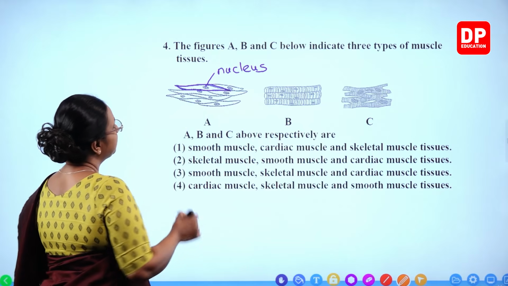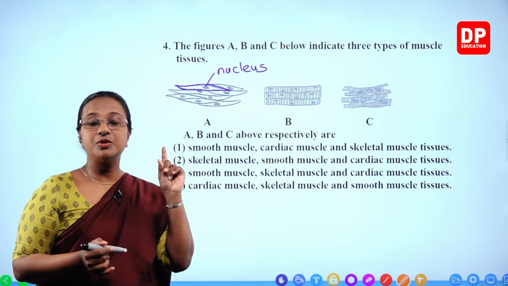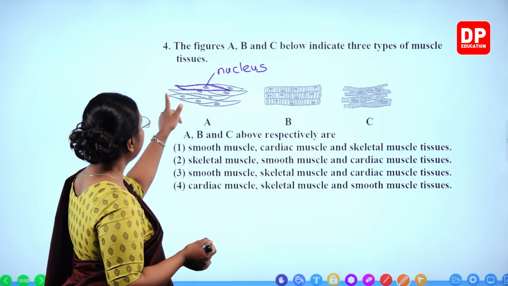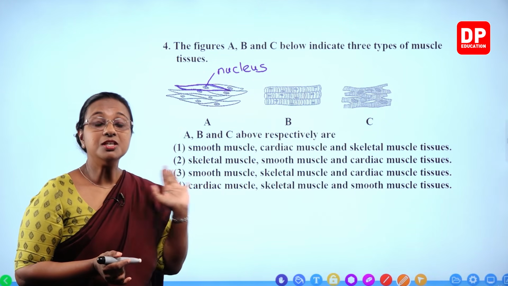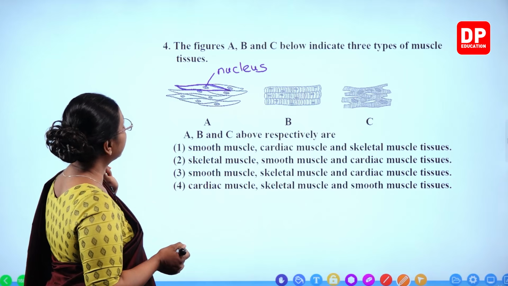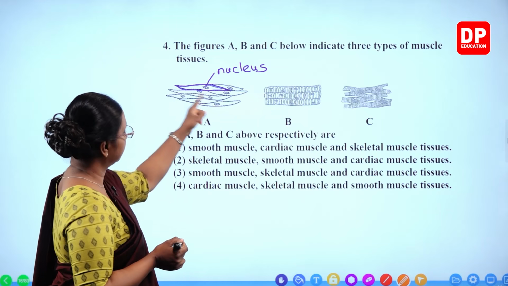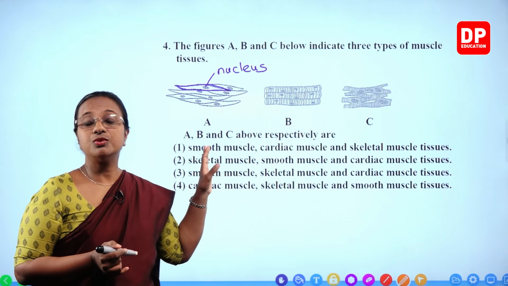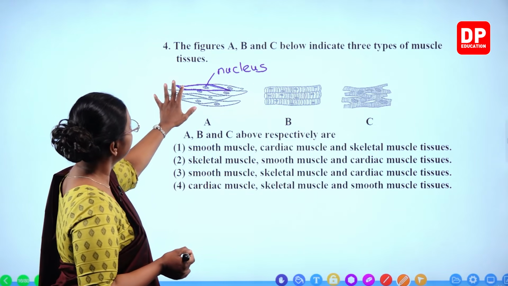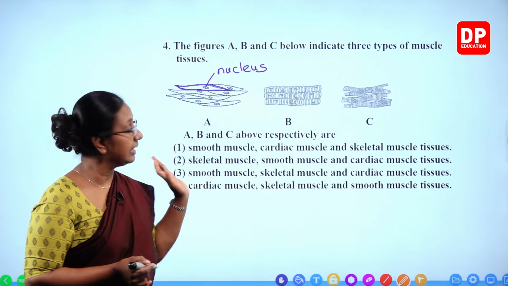So a spindle-shaped cell with one nucleus, so it's a uninucleate cell, and you don't see any cross striations. So it is a smooth muscle. So you can identify this as smooth muscles. The spindle shape, one nucleus, no cross striation. So that is a smooth muscle that is shown as figure A.